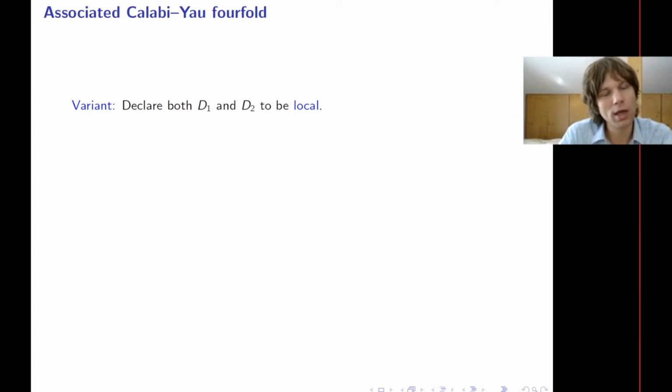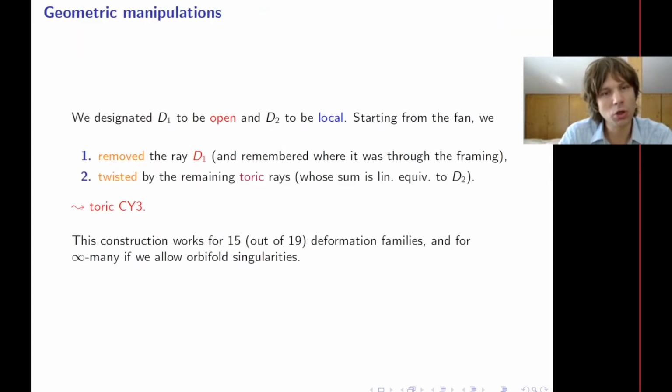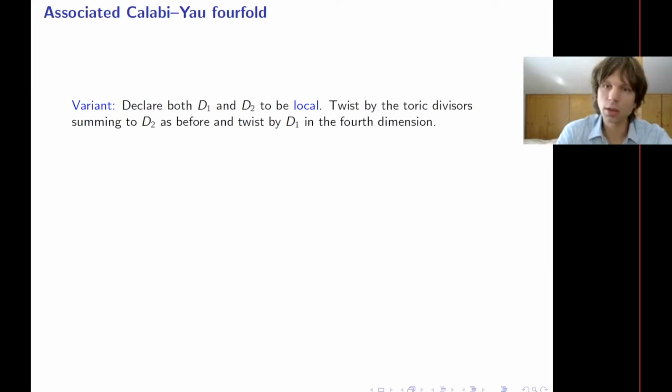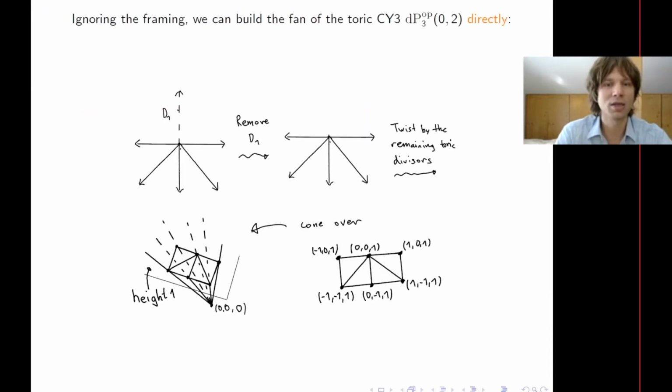So in this whole story, remember we chose one of the divisors and declared it to be open, and we declared one to be local. So we removed one and we twisted by the other. But we could also have twisted by both. So we could have declared both D1 and D2 to be local, and then we would have done the same twist here for D2, which is the sum of these rays.